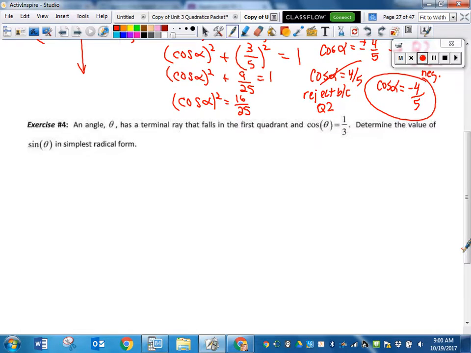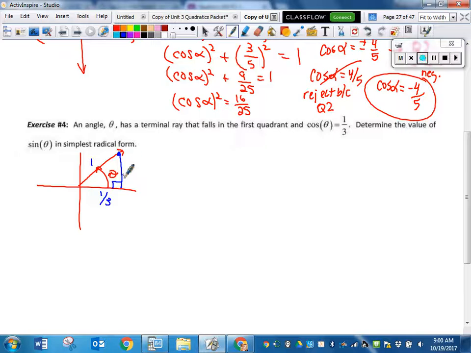All right, last one. You got an angle theta, it's in quadrant 1. And that opposite would also be my reference angle. Okay, cosine of theta is 1/3. That's my x value, so 1/3, and I'm sitting on the unit circle, so 1. Determine the value of sine theta in simplest radical form. And again, we're using the Pythagorean identity here. So I'm actually looking for this value over here.